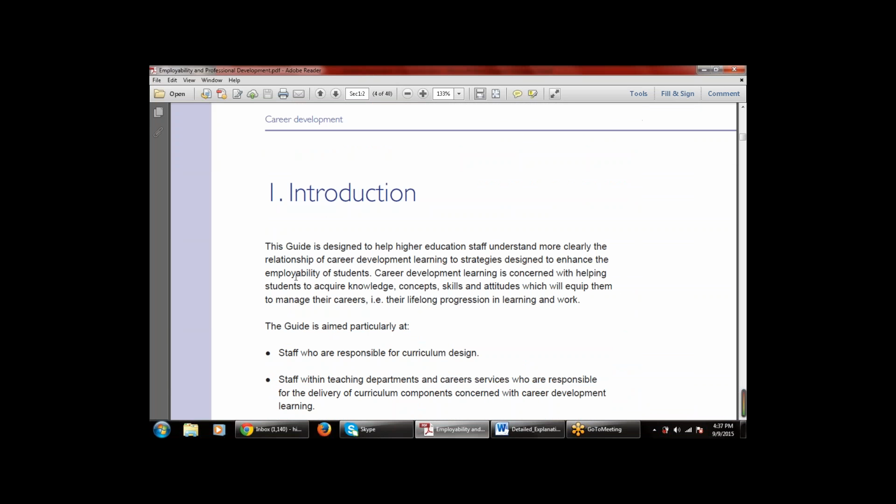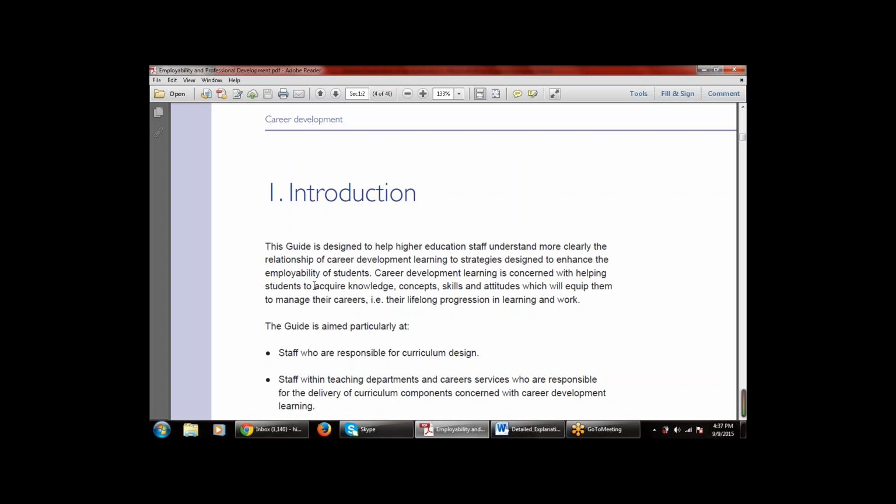This guide is designed to help higher education staff understand more clearly the relationship of career development learning to strategies designed to enhance the employability of the student or of the staff. That is how to increase employability skills, or professional development skills, available in the student, the colleagues, and the staff or employees.